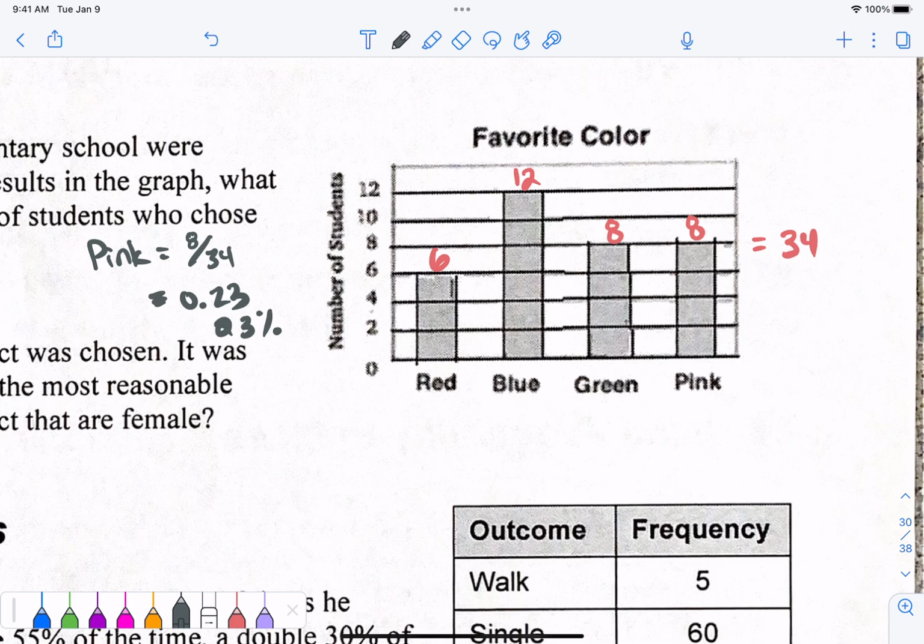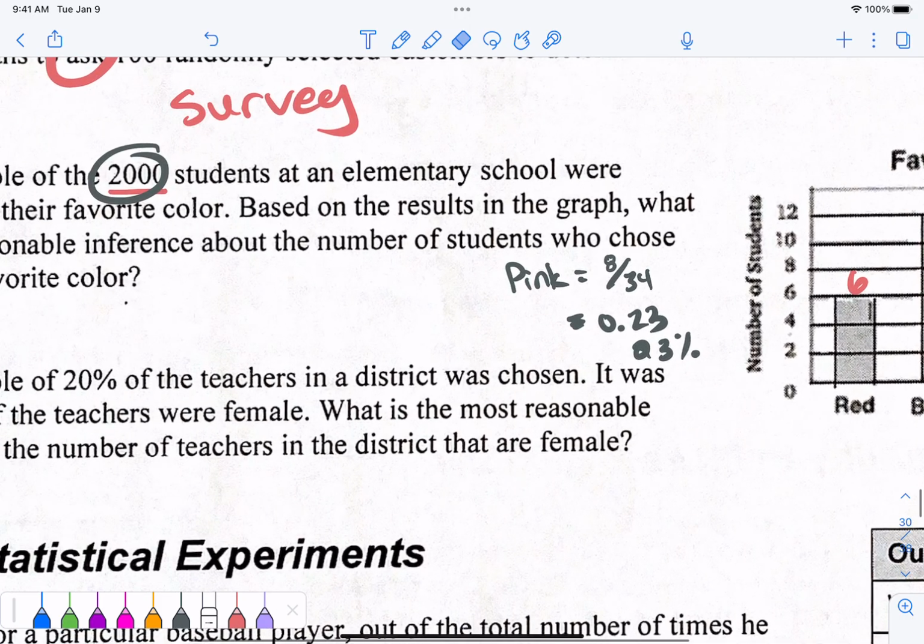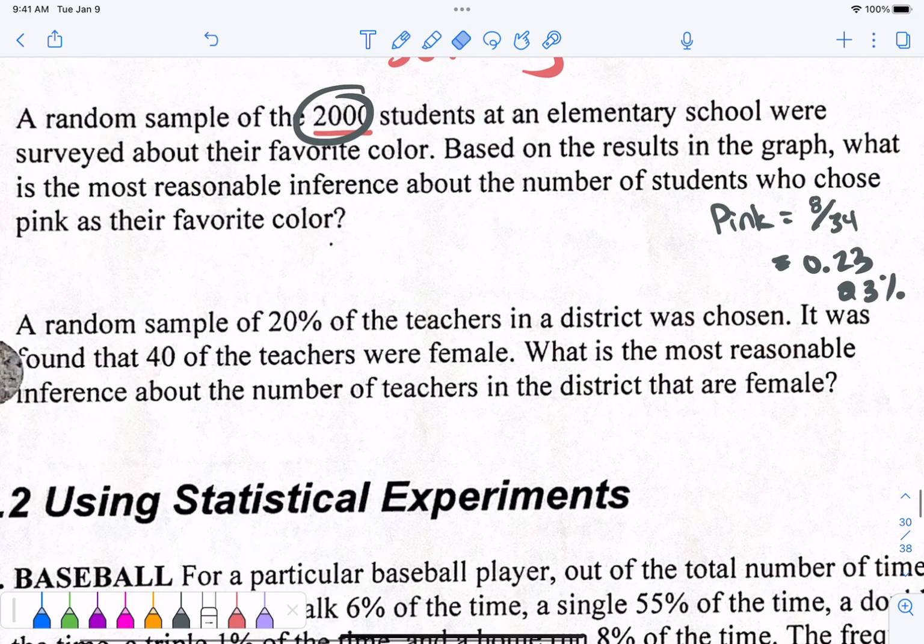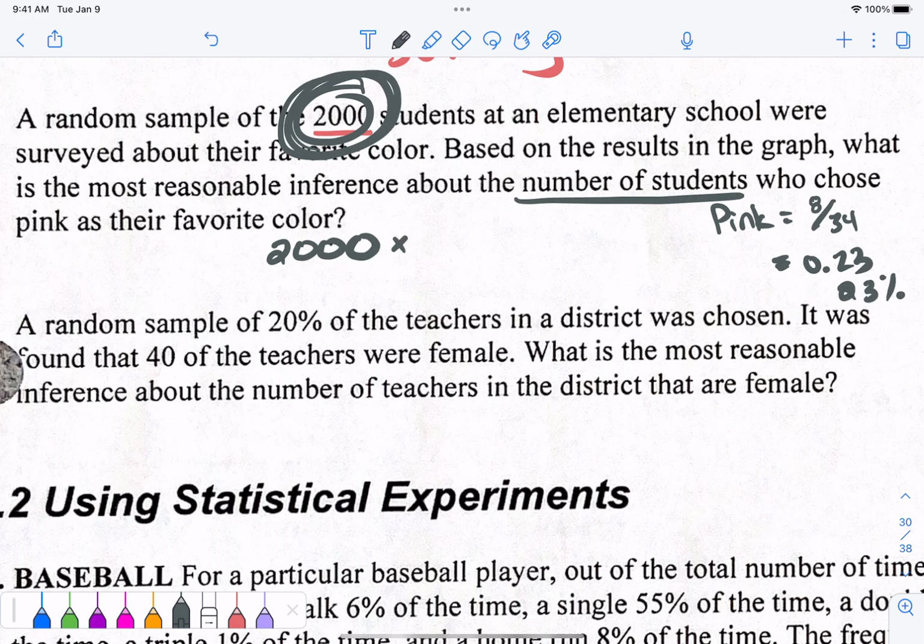So there's more in some of the other categories. Okay, just a thought. But they want, based on the results in the graph, the most reasonable inference about the number of students who chose pink. So out of the 2,000, how many would have chosen pink? How do I find that? 2,000 times 0.23 as a decimal, right?